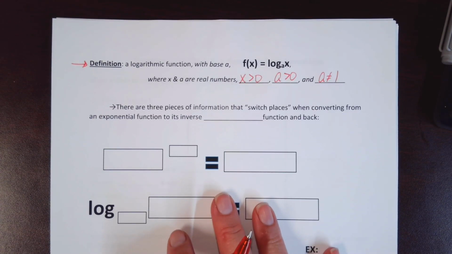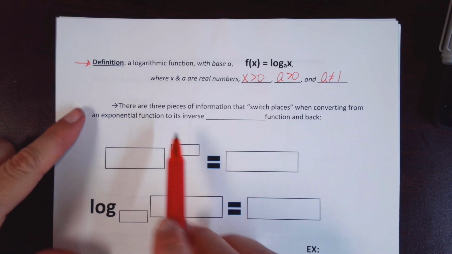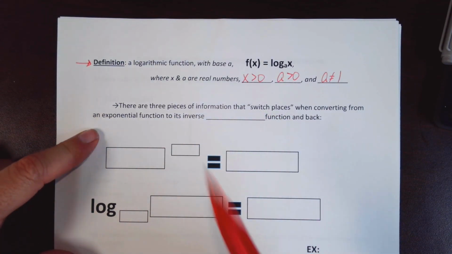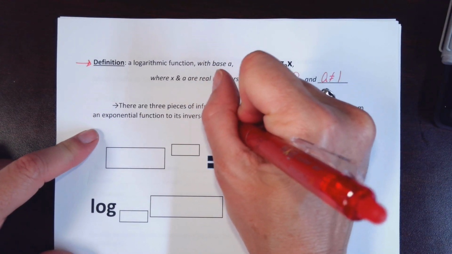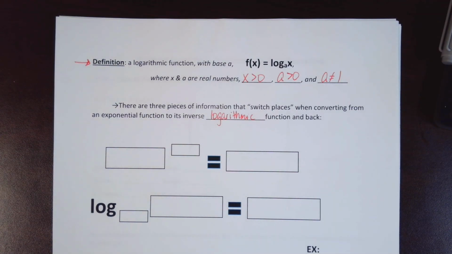Now when I'm working with log and exponential functions, I'm going to use that definition of logarithm right here to switch back and forth. Okay? There are 3 pieces of information that switch places when I convert from an exponential function to its inverse logarithmic function and back. Now what are those 3 pieces of information?